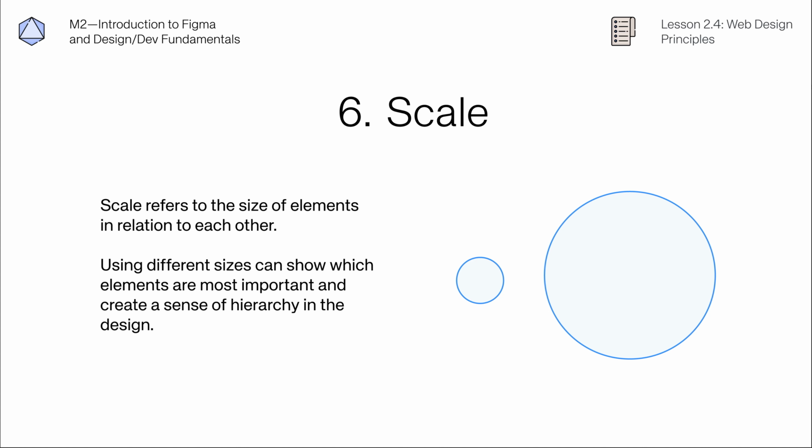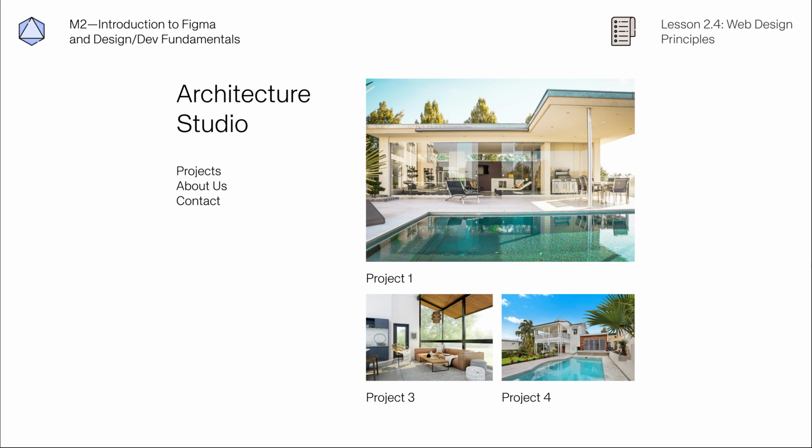The next one is scale. Scale refers to the size of elements in relation to each other. Using different sizes can show which elements are most important and create a sense of hierarchy in the design. For example, an architecture studio's website might feature large images of their most important projects on the homepage with smaller images of other projects below. This use of scale highlights the key achievements first, while still showcasing additional work.